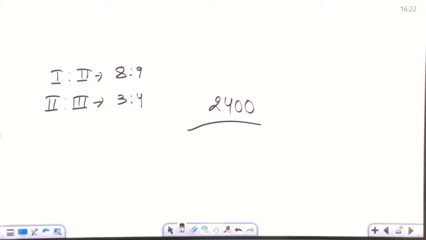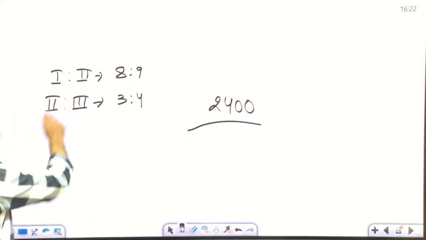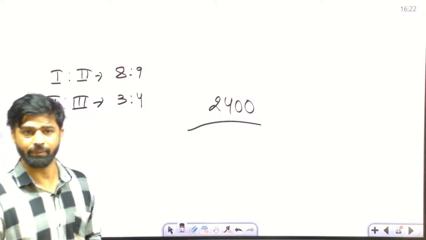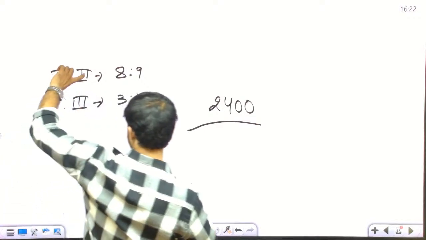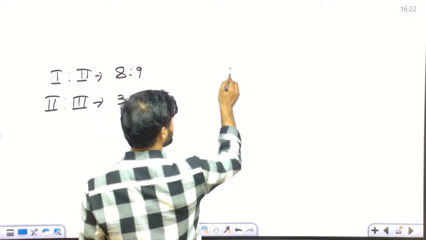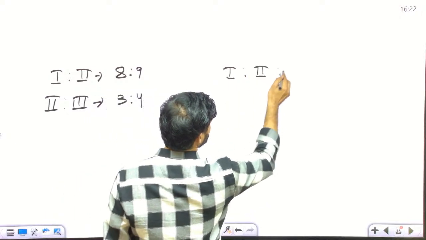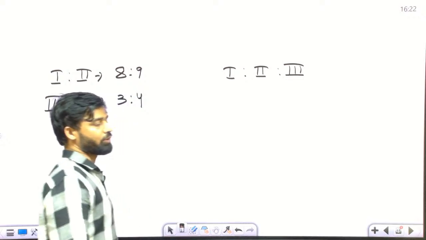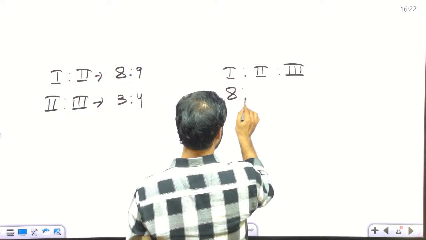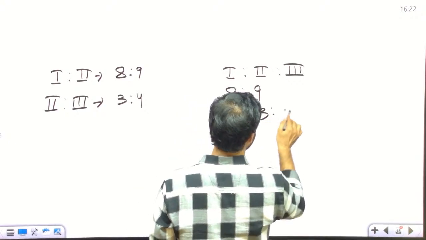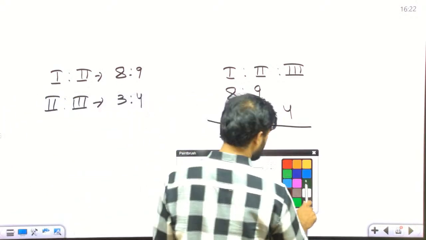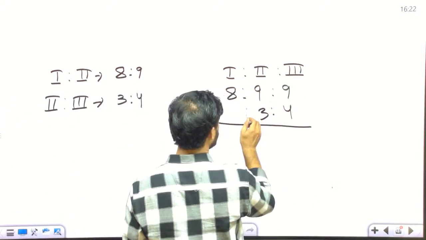Okay, look at the board then. This is the first and second ratio, this is the second and third ratio. We can find out the ratio of the three separately. How? Second is common in this. So I can write first, second and third, because the second has to be in the middle position. Write the ratio now: 8 is to 9 and the next one is 3 is to 4. Now we have to fill the empty spaces, like a neighbor will fill them. This is 9 and this is 3.